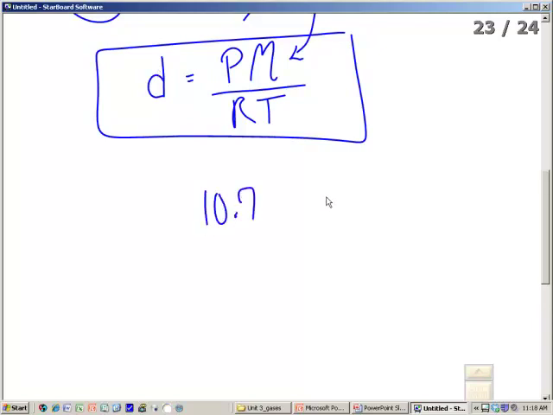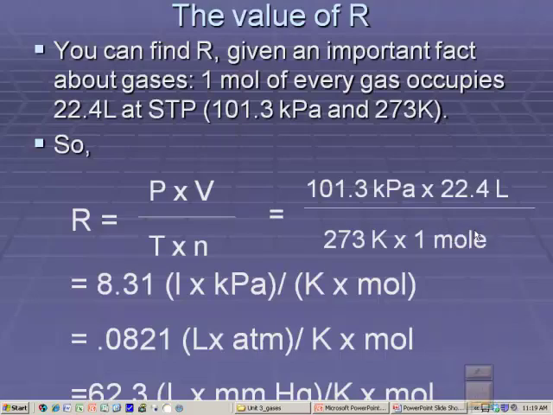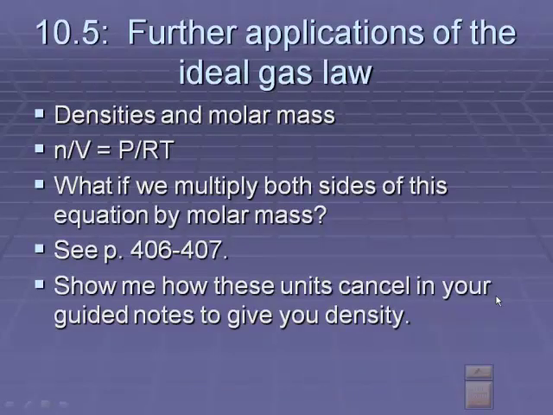So check out Calculating Gas Density, Sample Exercise 10.7, on the bottom of page 407. This is a great reminder to each of us that this formula, the density formula with the ideal gas law, is easy to forget. So check out example 10.7 at the bottom of page 407. That'll be in your guided notes. It says at the bottom here, show me how these units cancel in your guided notes to give you density. And I just showed you how to do that, okay?